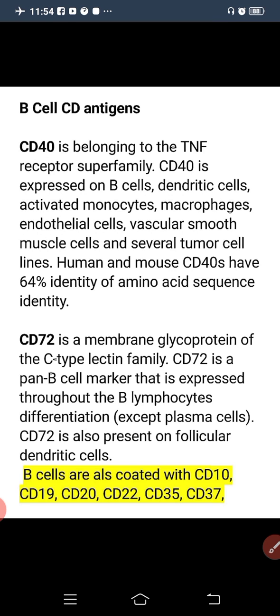And CD72 is also present on the follicular dendritic cells. Some other CD antigens present on the B cells are CD10, CD19, CD20, CD22, 35, 37, etc. So there are a number of CD antigens which are present on the T cell or B cell or other cells.